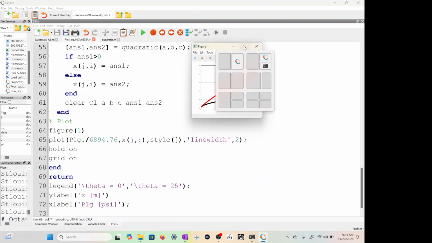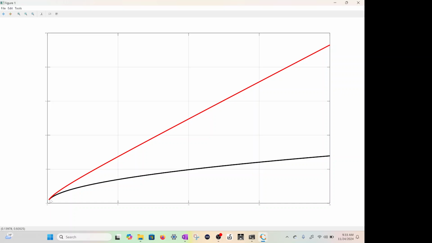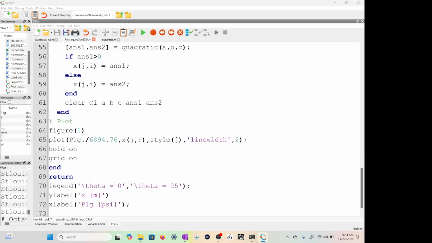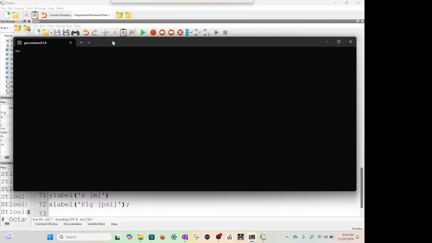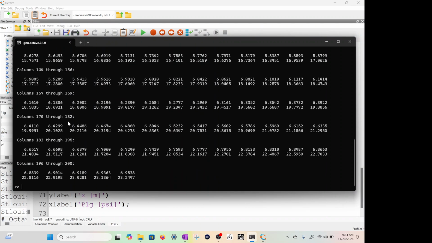Now again, my Surface Pro is kind of small, but you have down here PSI. Up here is your X, and then these lines indicate your theta. So 0, 25, and it's black and red. Now, you want to see the matrix, so X.